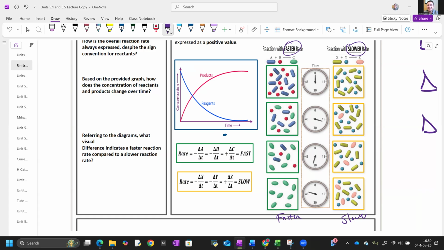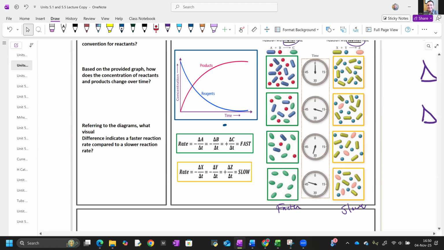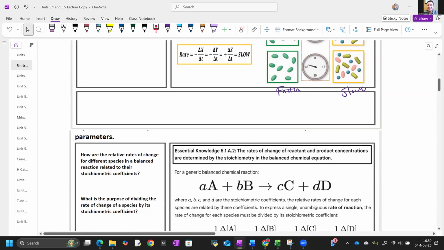And that's just based off of the amount of reactants that react to form products in a given period of time. What is the change in concentration of the reactants and the change in the concentration of the products with regard to time? If the change is greater in a smaller period of time, well, then we know that it's faster. If the change is lower in a given period of time, then we know that the rate is slower. And so that's what we're looking at on this page here. So we're going to move on to the next page.